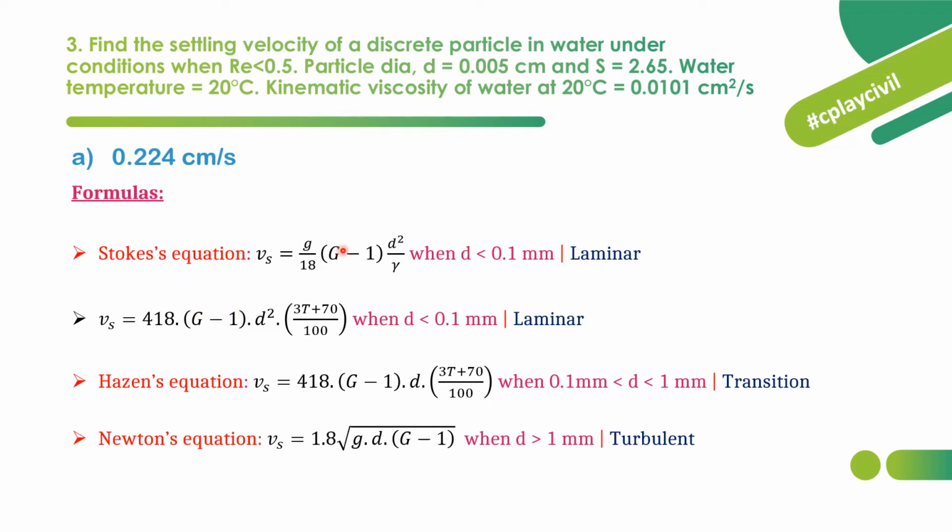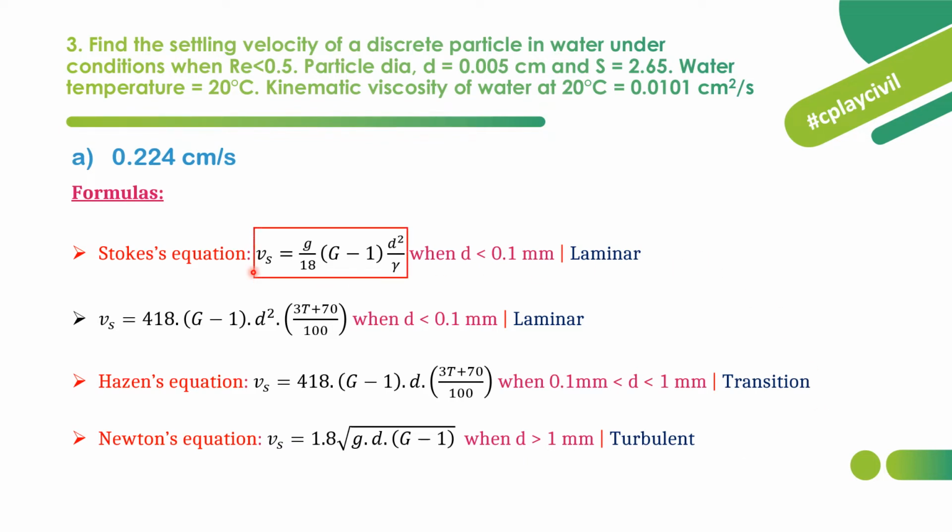Now we have 4 formulas regarding discrete settling. One is the Stokes equation, which is given for laminar conditions, and another is also for laminar conditions but used when the temperature is given. Next is Hazen's equation when the condition is transition flow, and Newton's equation will be used when the flow condition is turbulent. Now let's see them one by one.